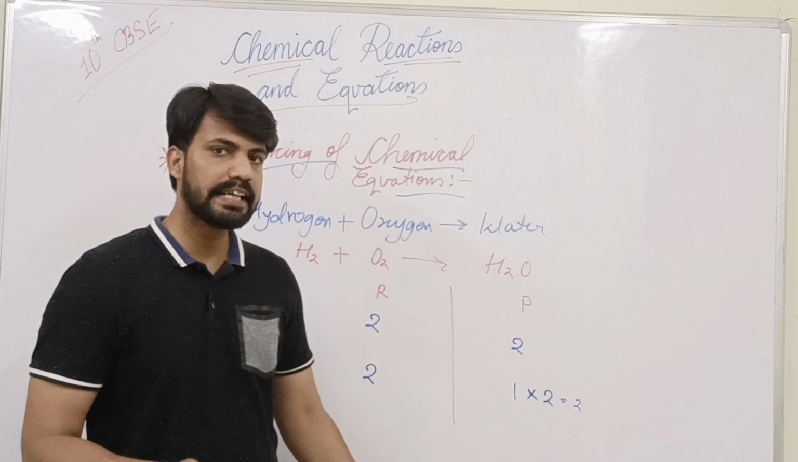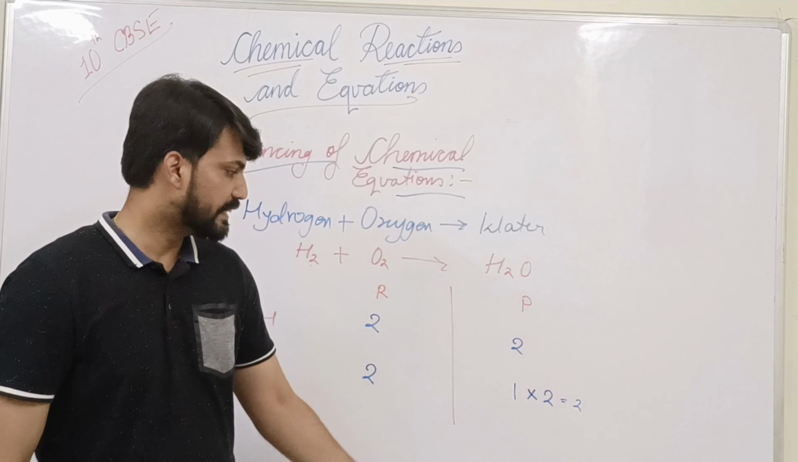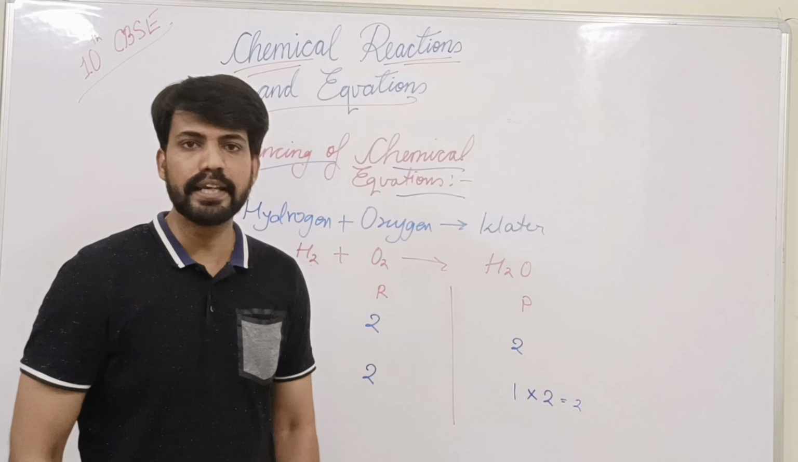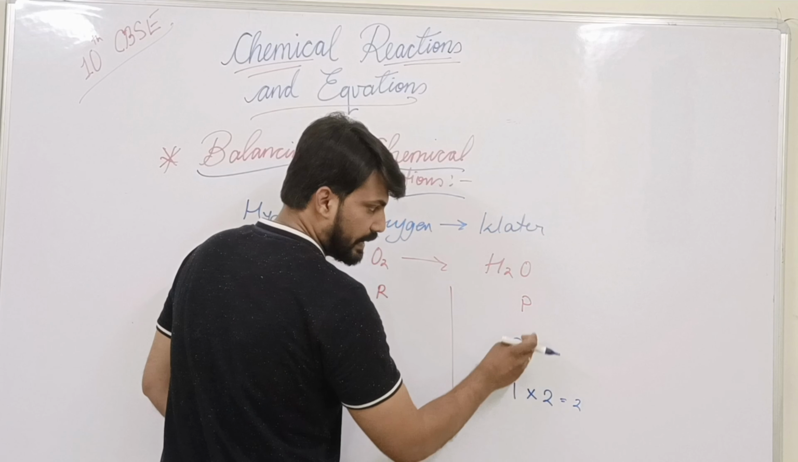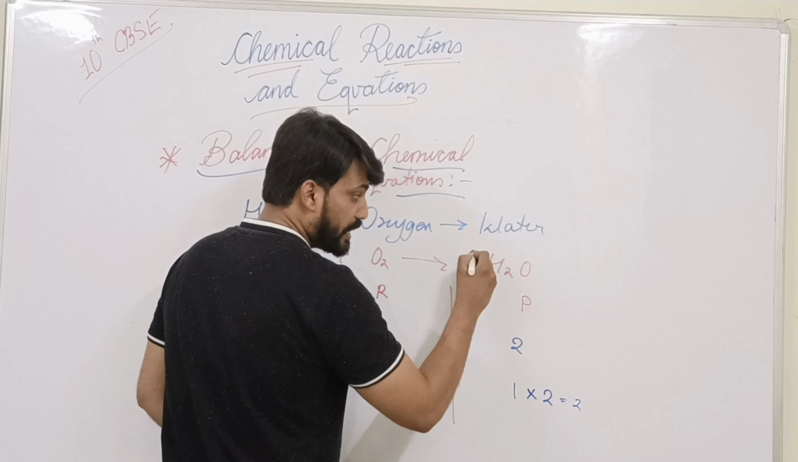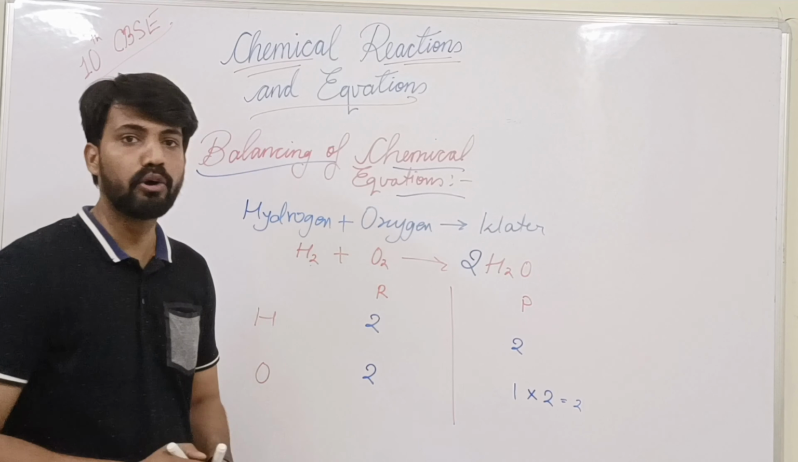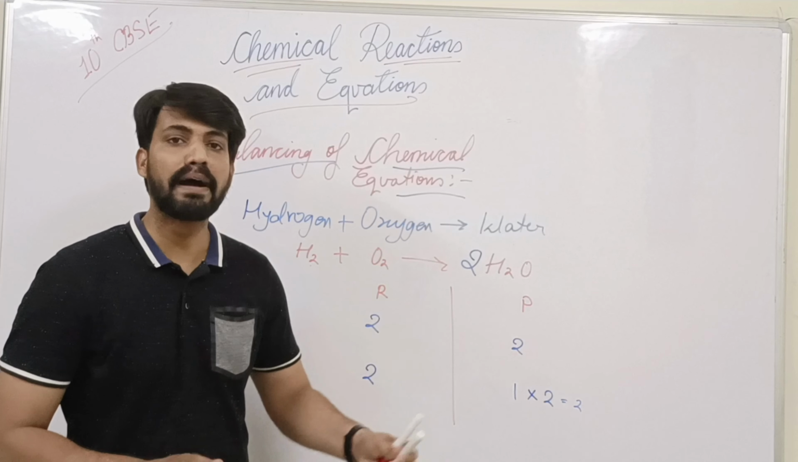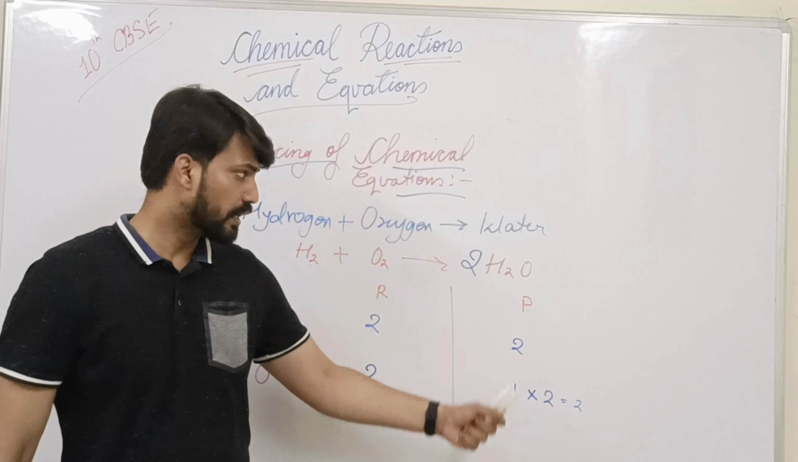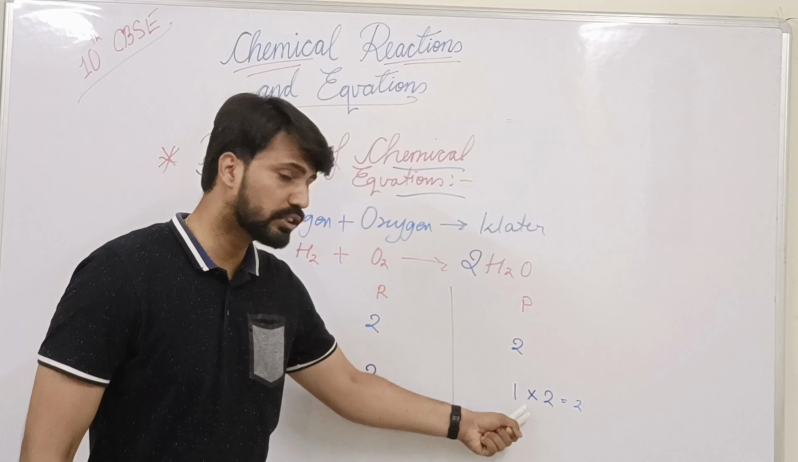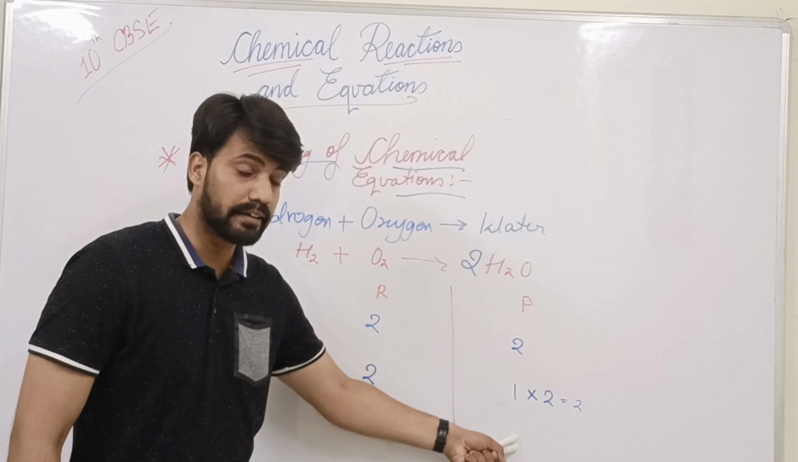So the LCM of 2 and 1 is obviously 2, that is why I multiplied this 1 by 2 to make the number of atoms 2. Now I multiplied this 1 by 2, this is on the product side, so I need to multiply this compound, or this product side, by 2. Okay.